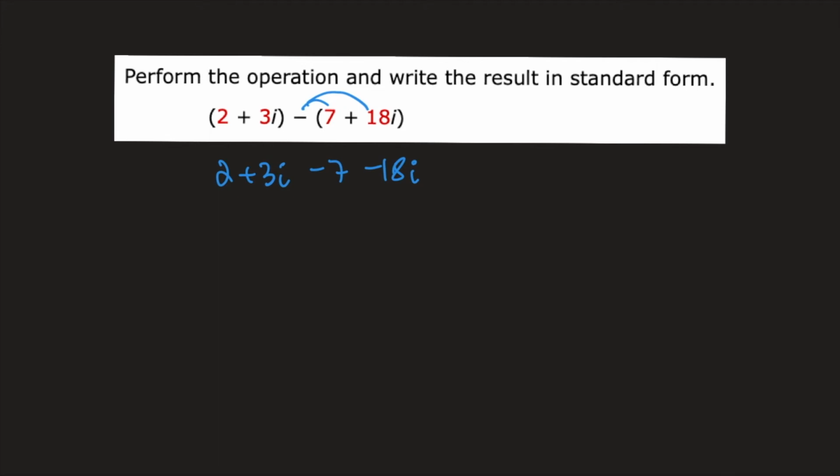And now I'm going to combine like terms the way I would if these were regular variables. So 2 minus 7 is going to give me negative 5, and 3 minus 18 gives me negative 15i.